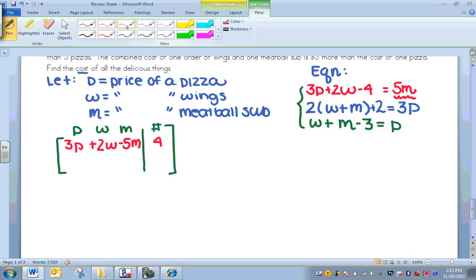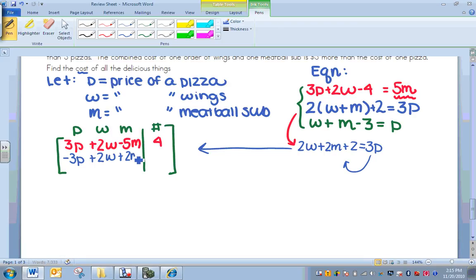Now, you have to be careful when you're setting everything else up that you do it the same way. So the blue equation, if I rewrite it, it's 2w plus 2m plus 2 equals 3p. But I need to make sure that when I put it in the matrix, I put it in the right order. So I need pizza first, which means I subtract the 3p over to the left. So it's going to be negative 3p, then plus 2w, plus 2m, and on the right is going to be negative 2.